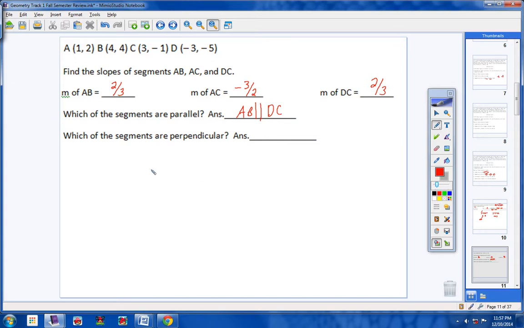Now, which of the segments are perpendicular? Well, look, guys, this slope is what? Positive. This slope is negative. This is 2/3. This is 3/2. So AB is perpendicular to AC. And you could also say AC, this segment here, is perpendicular to this segment here, DC. Okay? Let all that sink in. Finalize your notes. I'll give you a second to do that. And then we're going to go ahead and move on. Be very familiar with slopes.